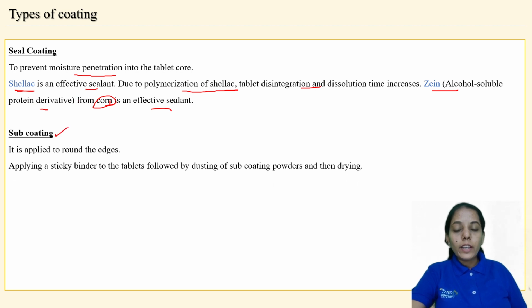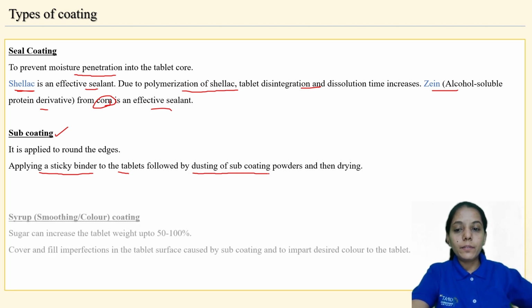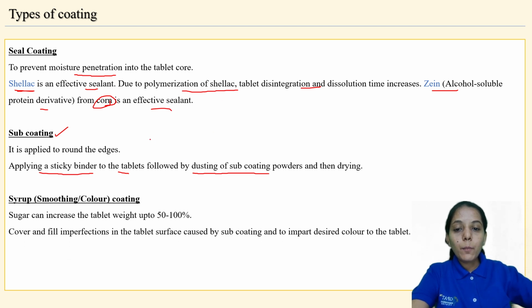Subcoating is applied to round the edges of the tablet, to make it round. It is done by applying a sticky binder to the tablets. The binder solution is prepared and applied to the tablets, followed by dusting with subcoating powders and then drying. After subcoating, the dusting is done and the tablets are dried. Next is syrup coating.